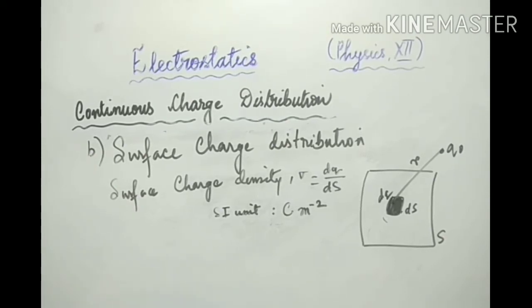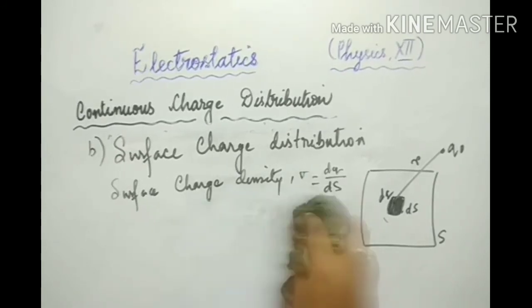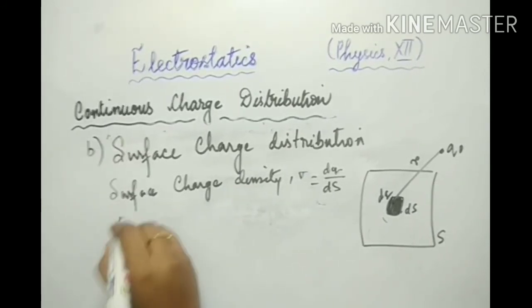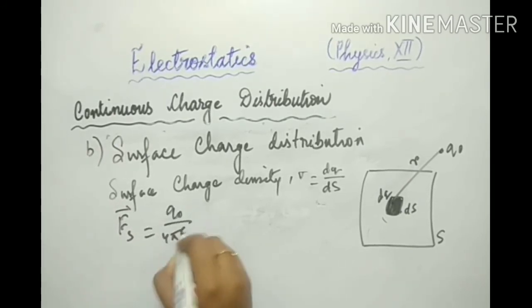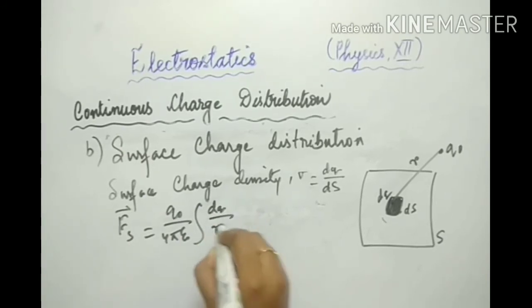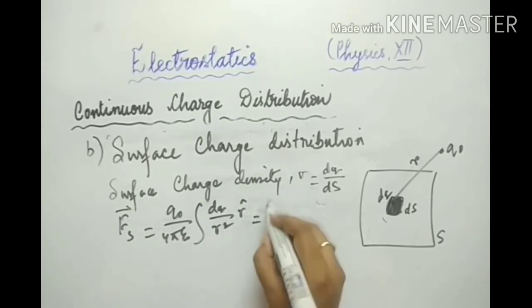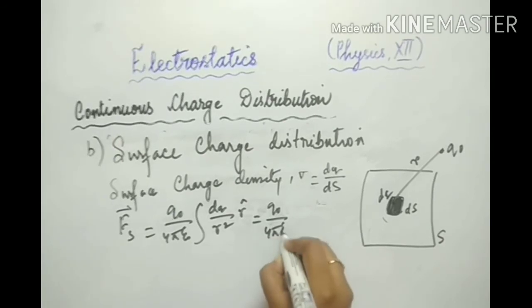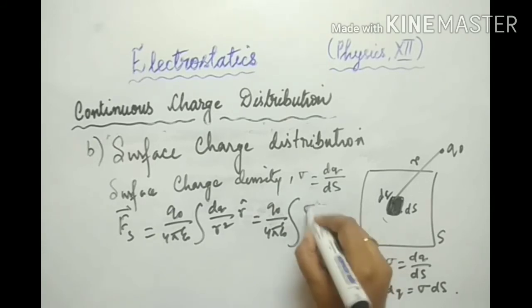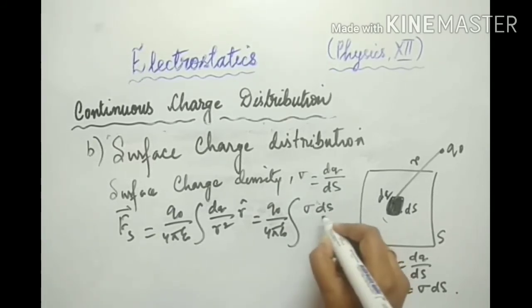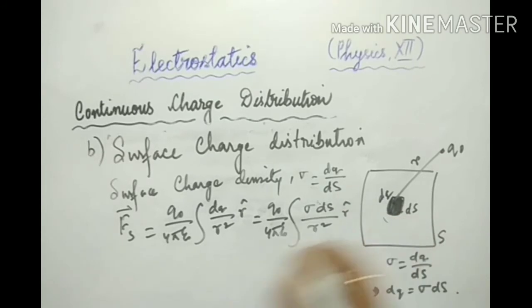So how do we find the force due to this? Force we can easily find, same as the previous method. Here we will write force as F of S, equals q naught by 4 pi epsilon naught integration dq by r square, r unit vector. Here dq equals sigma into ds. So dq is sigma into ds by r square, r unit vector.